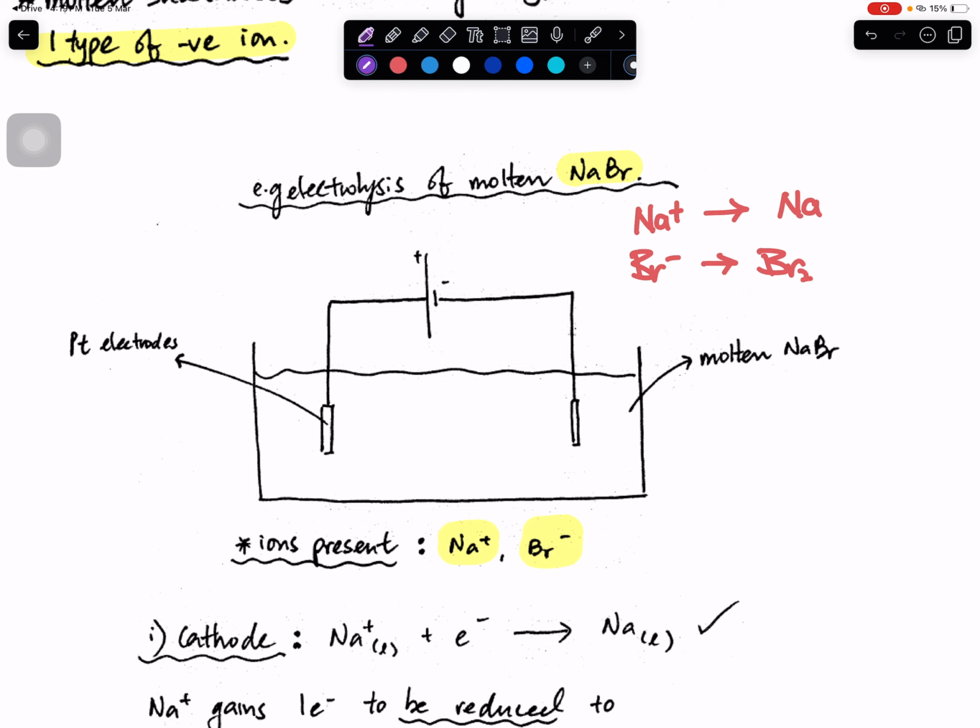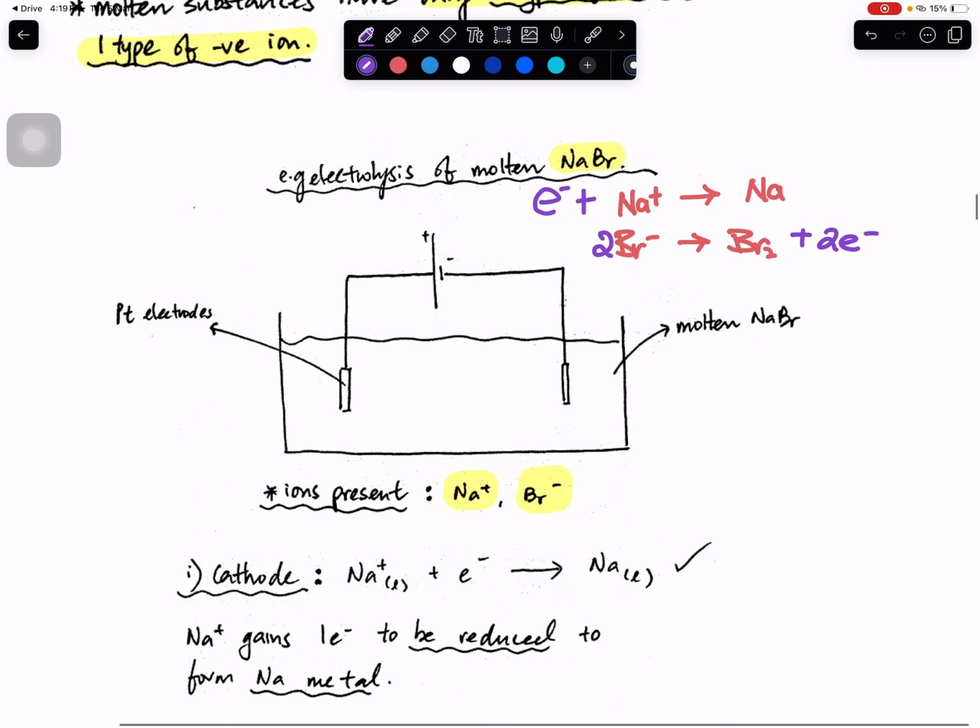To balance this, let's take a look at Na+ and Na. You'll realize that the charge does not balance out. Because of that, you have to add electrons to the left-hand side. For Br, you have to add a 2 to the Br-, and because the charges are not balanced, you balance them with 2 electrons over here. If you can understand, this is exactly what's happening.